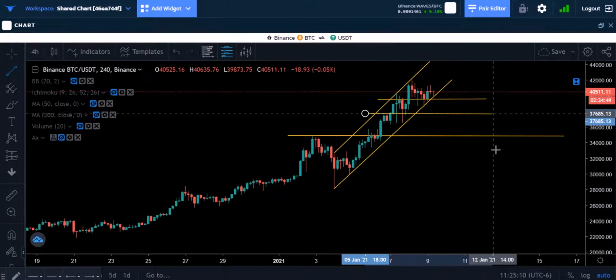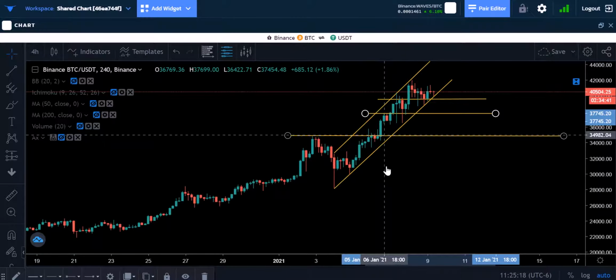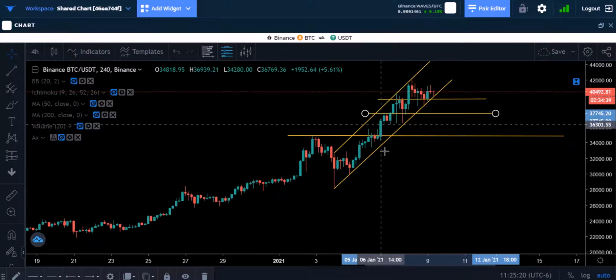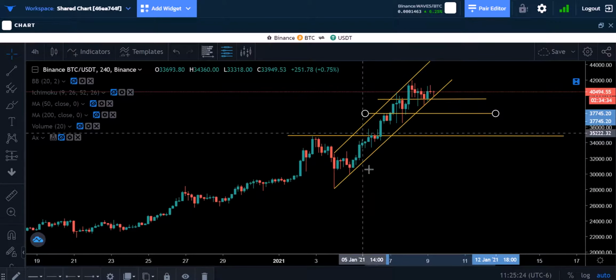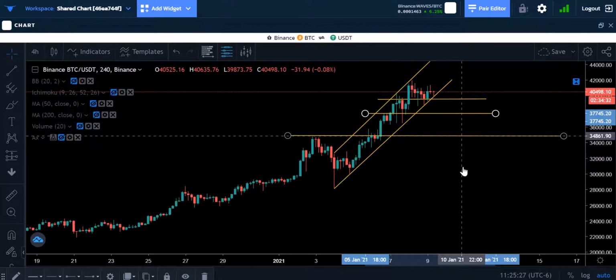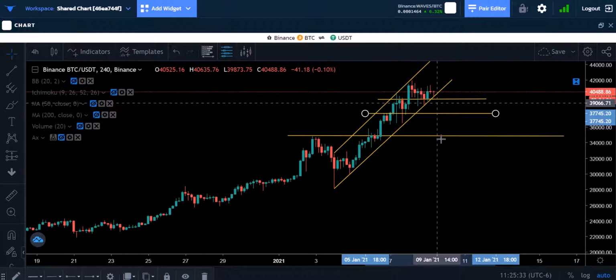I think there's some support at this level too, but it's just not as strong as some of the other levels. Like this level, we have one rejection here, and then we even have a few candles that were rejected before we finally broke through. So this is where I'm looking for some support on the way down. I know that's a little bit farther than a lot of people want to set their stop losses, but that's why I drew these. If you want to set your stop loss just below that, you have a much bigger chance of getting stopped out.